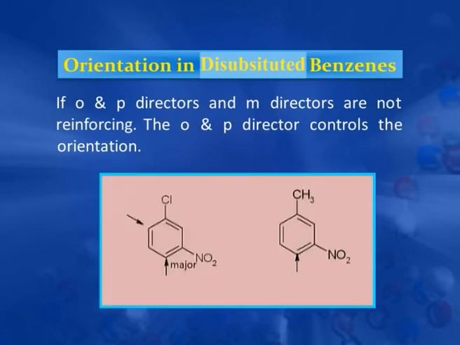Now, in the second case we have meta-nitrotoluene. Here again this methyl group is an ortho and para director and this is a meta director, and here the attack will take place where this methyl group governs the incoming group, that is ortho and para to methyl, and the major product is on the para position.